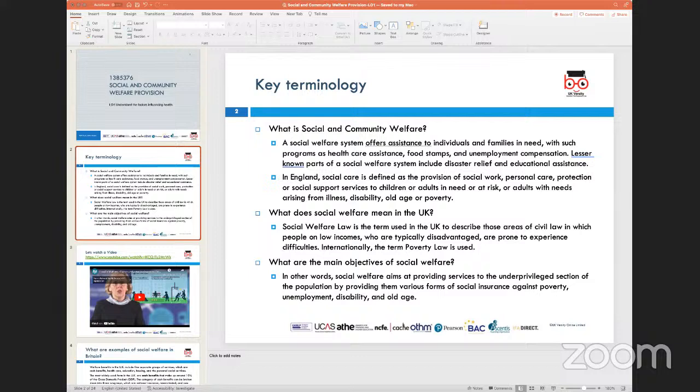So these are bits that we will understand when we study this particular unit, which is social and welfare community provision. So is that okay? Is that understood as a bit of an overarching introduction to the unit? Is that clear? Any questions on this?